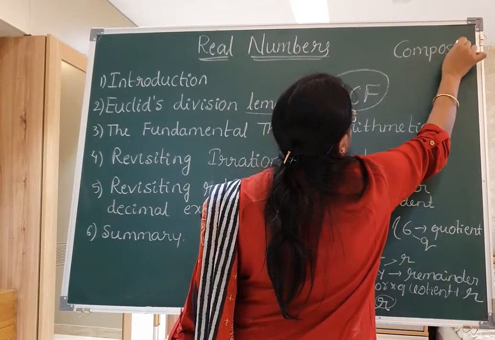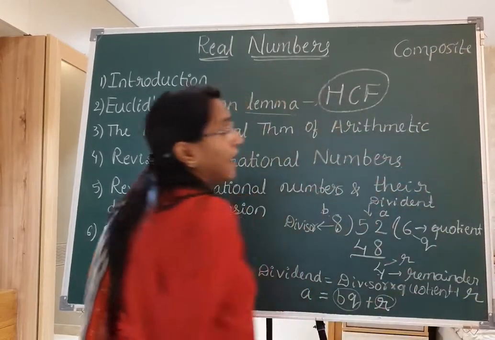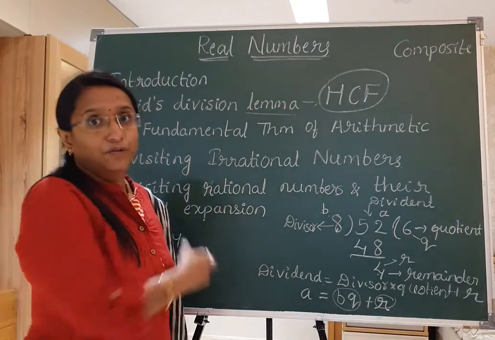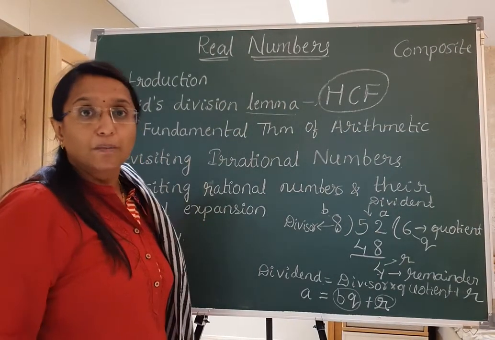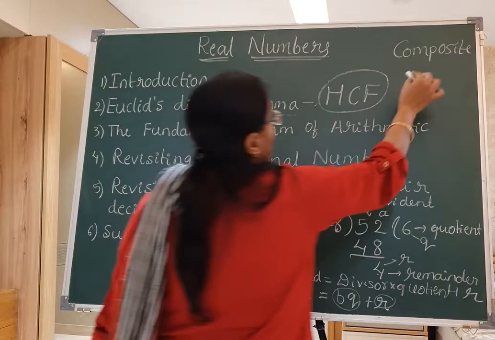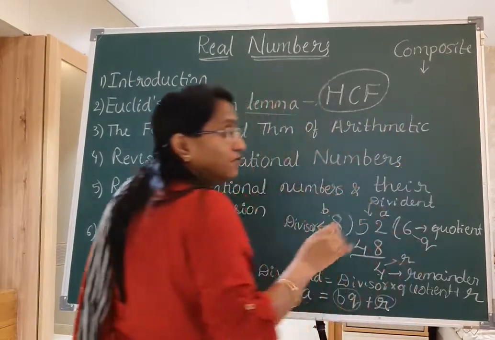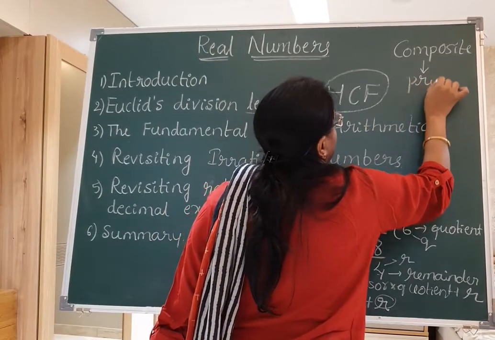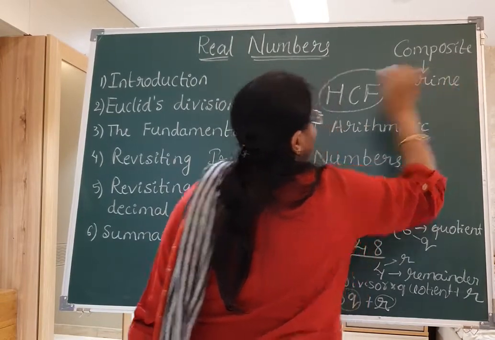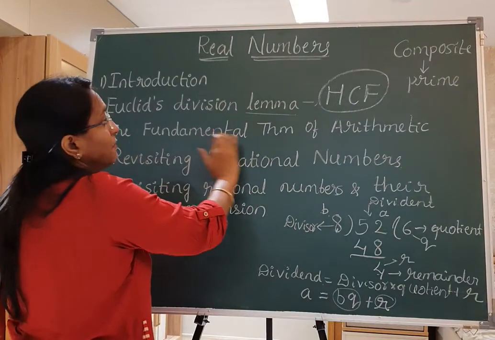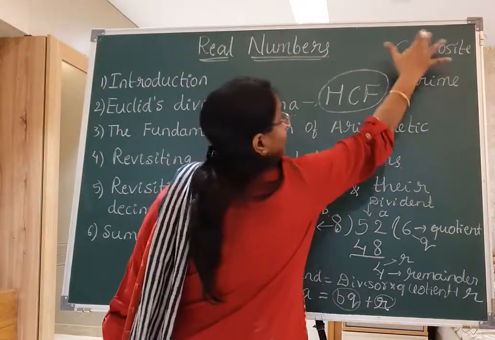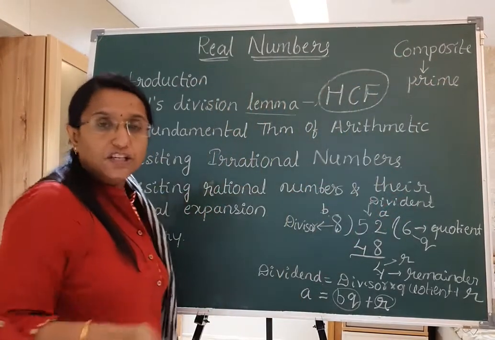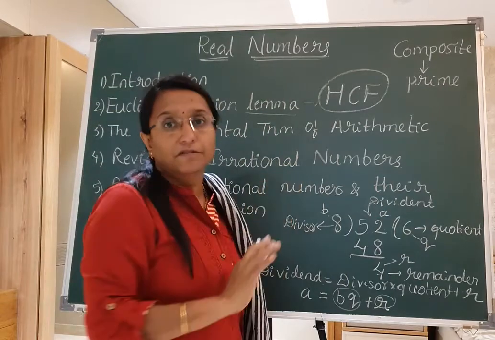First, you should know what composite numbers are. Composite numbers are the numbers which have more than 2 factors. If you find the factors of these composite numbers, then definitely they will be prime factors. So this fundamental theorem of arithmetic is associated with composite numbers and their prime factors.